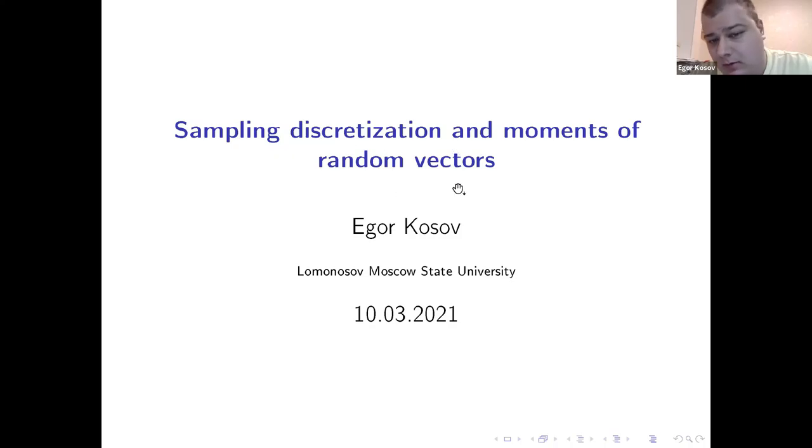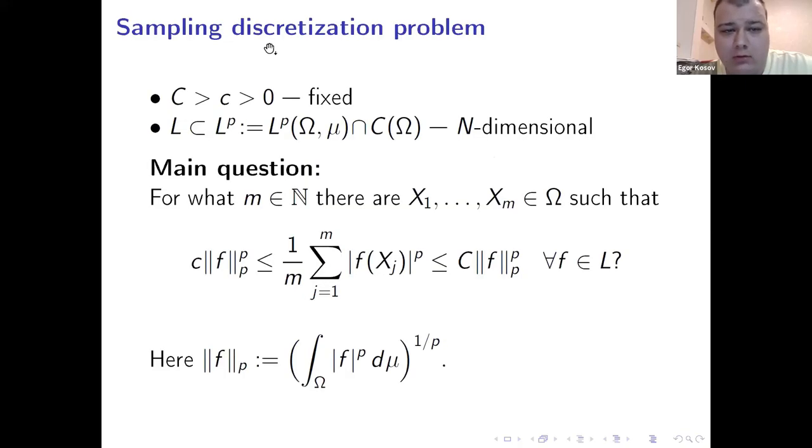The goal of my talk is to present some connections between our problem of sampling discretization and a well-studied problem about sampling of moments of random vectors. So firstly, I recall what the sampling discretization problem is.